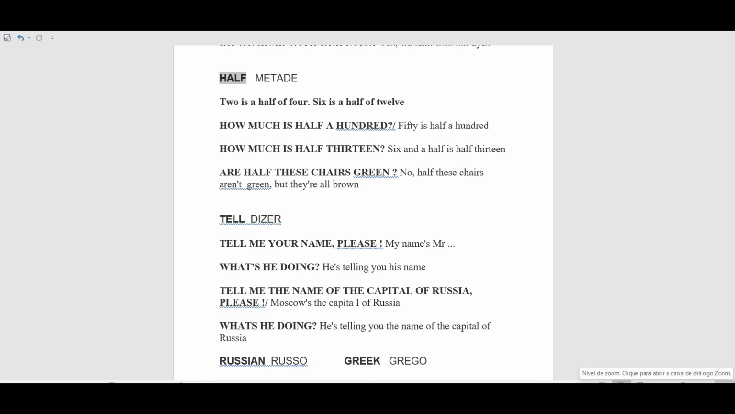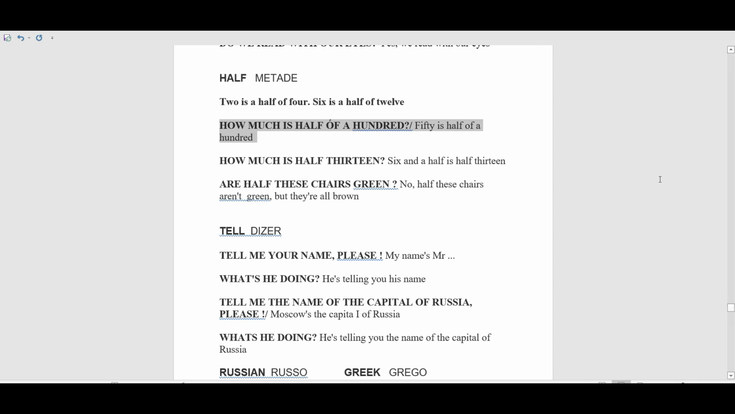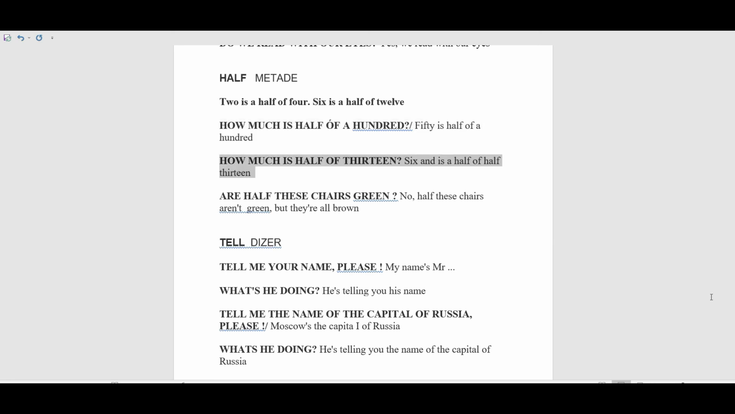A half. 2 is a half of 4. 6 is a half of 12. How much is a half of 100? 50 is a half of 100. How much is a half of 13? 6 is a half of 13. Are half these chairs green? No, half these chairs aren't green, but they're all brown.